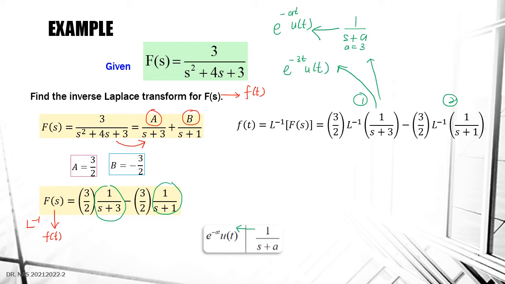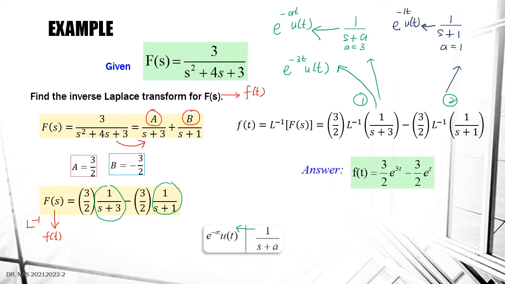The same goes for the second component. So you have your 1 over s plus 1. So in this case, your a equal to 1. Therefore, this one will produce e to the minus t, u(t). Okay, so your answer should have 3 over 2 e to the minus 3t, supposed to be negative, and 3/2 minus e to the minus t. So this should be your answer.